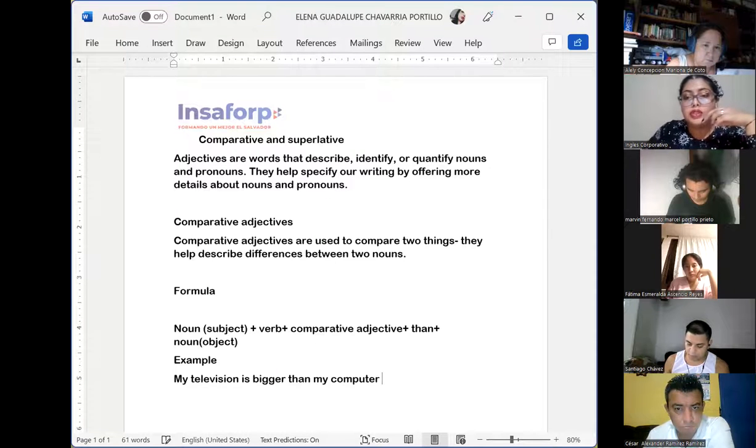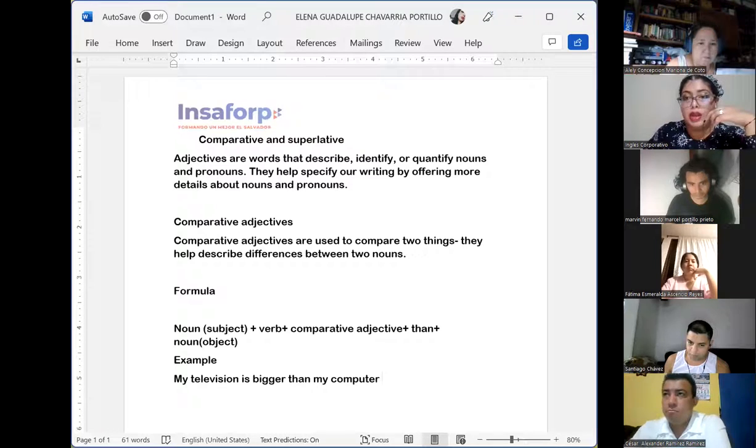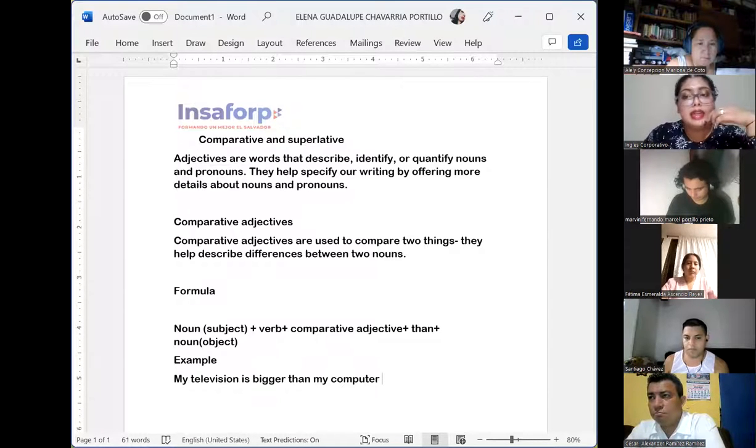En esa oración, yo estoy comparando a mi televisor con mi computadora. Y estoy diciendo que el televisor es más grande que la computadora. Pero no estamos diciendo que es el más grande de todos, ¿no? Que es más grande que la computadora.